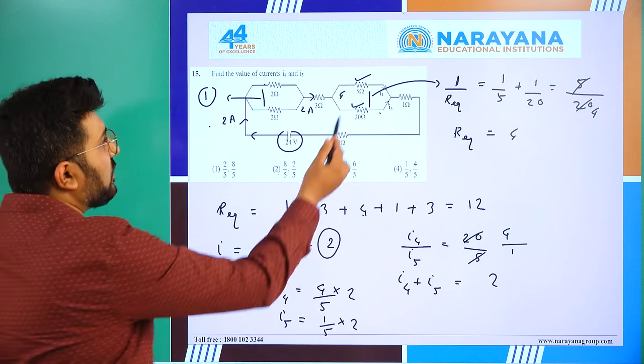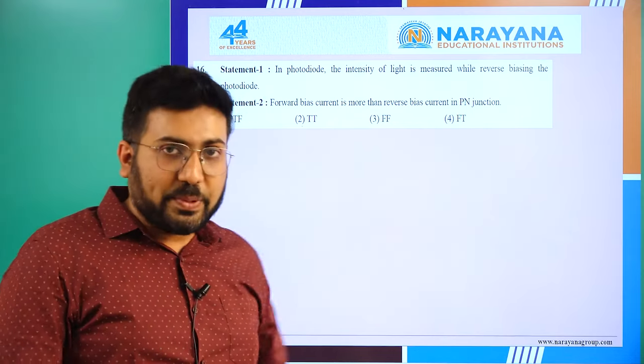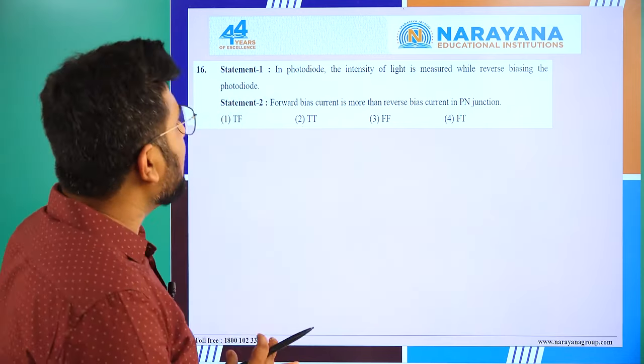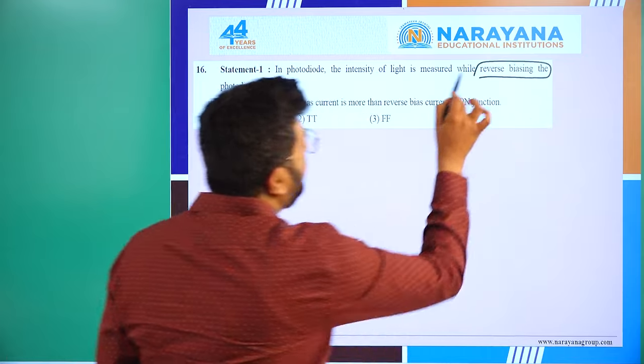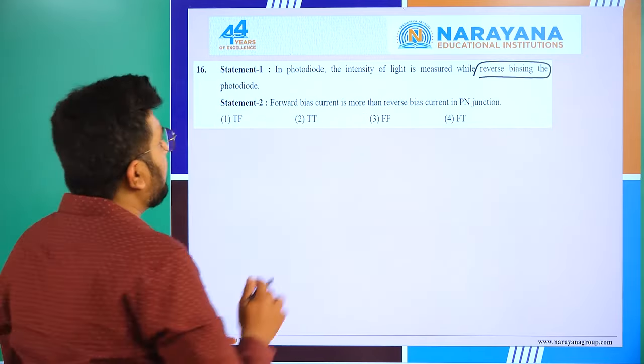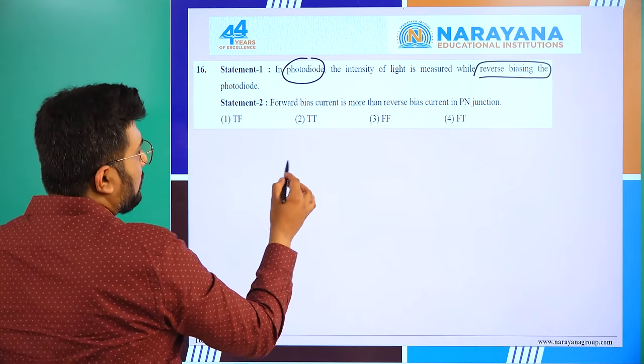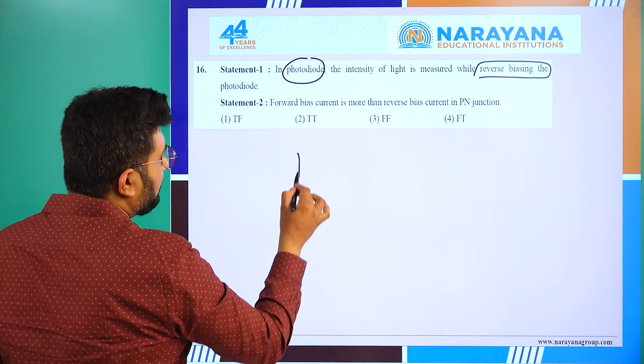Alright, so now let's look at this question. In this question it is given that in a photodiode the intensity of light is measured while reverse biasing the photodiode. Yeah, this is a correct statement. Why is this a correct statement? See, in a photodiode, what is the purpose of a photodiode? The photodiode is used to detect the intensity of light. So it's a special purpose PN junction diode where, so let me draw the diode.